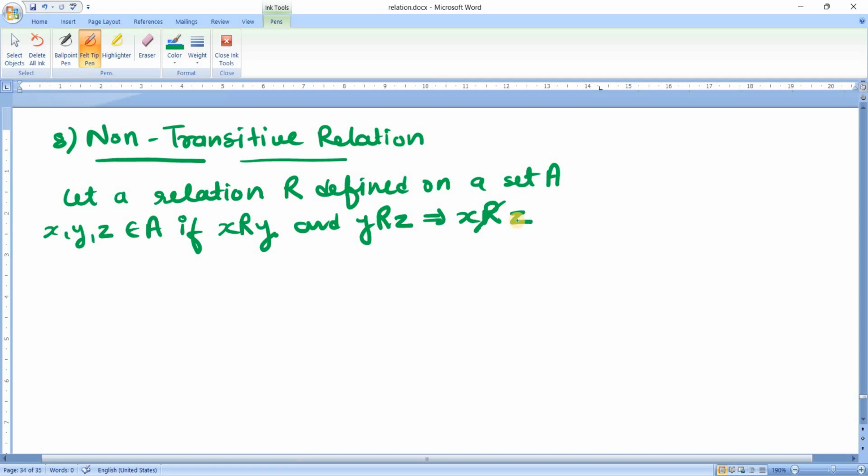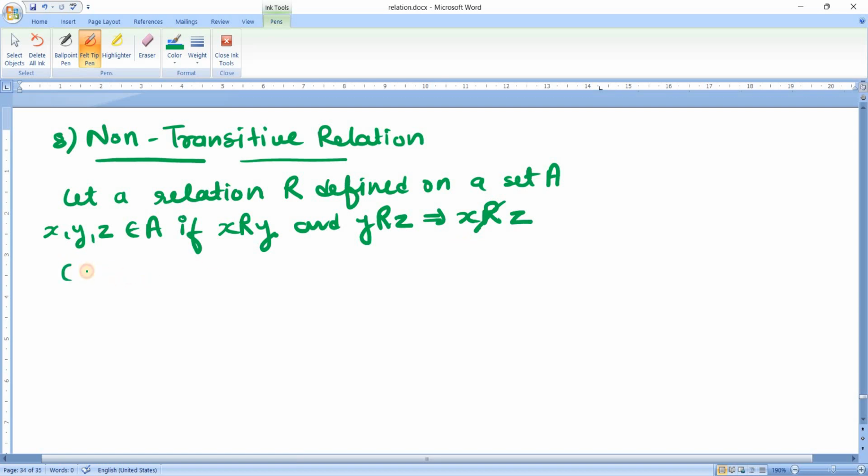So we can see in the transitive relation, we had seen when x is related to y and y is related to z implied that x is related to z. But here the condition is just opposite. So if in any case x is related to y and y is related to z, which implies that x is not related to z, then this relation will be known as non-transitive relation.